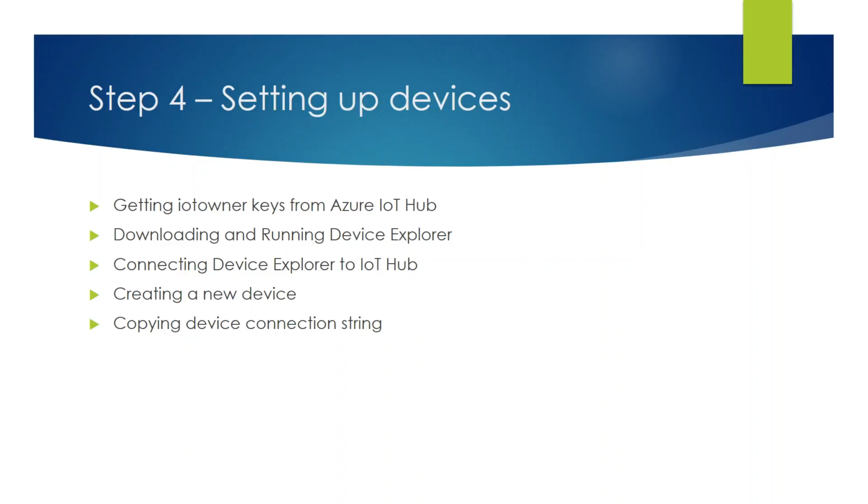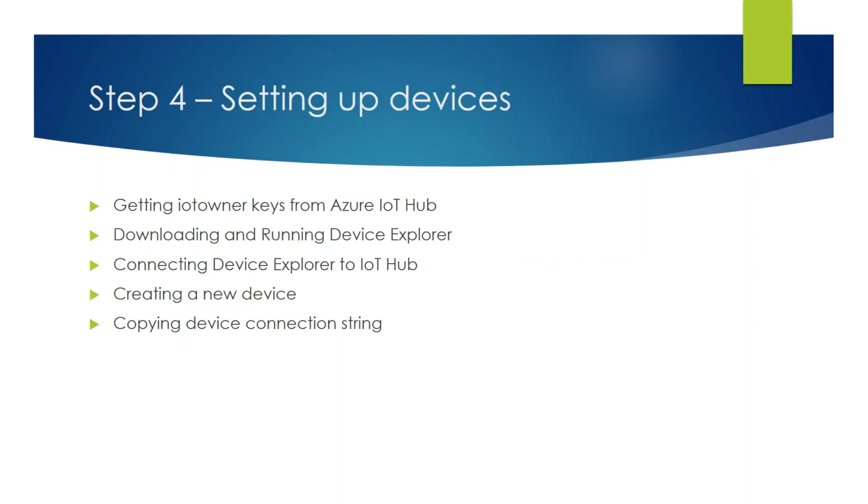Okay, so after creating the required services in Azure, the next step is to set up the IoT Hub and add a new device to it. To do this, the first thing we should do is to go to the Azure portal and copy the IoT owner connection string keys from the Azure IoT Hub. So we need that connection string to be able to connect to IoT and view the devices and also create some devices for our purpose.